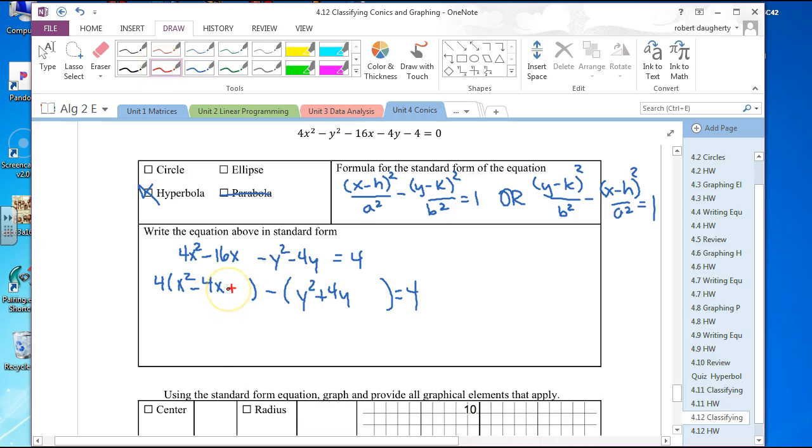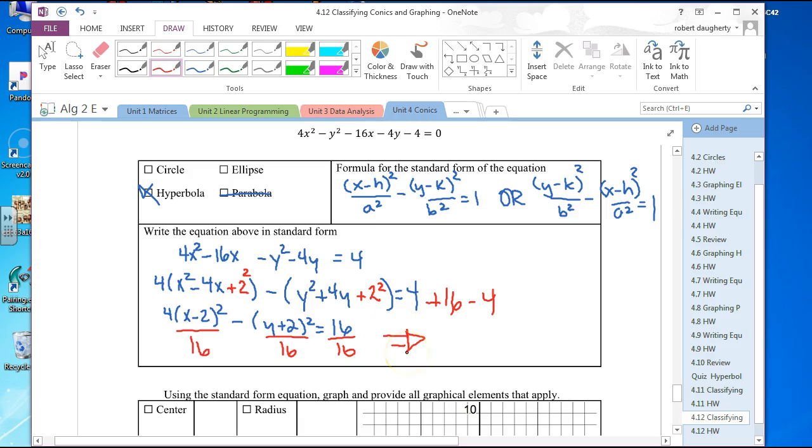And then what do I use to complete the square here? I add what? I add 2 squared. And here I add 2 squared. Okay. So what is this actually doing here? This is 4 times 4, so this is adding 16. And this is subtracting 4. Okay. So this becomes 4 times x minus 2 squared minus y plus 2 squared equal 16. And now what do I do? I divide everything by 16. And then that's when I get x minus 2 squared over 4 minus y plus 2 squared over 16 equal 1.